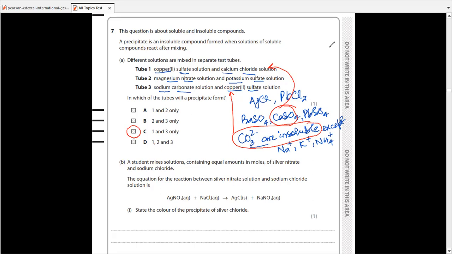Okay, part B. A student mixes solutions containing equal amounts of moles of silver nitrate and sodium chloride. The equation for the reaction between silver nitrate solution and sodium chloride solution is given. See the color of the precipitate of silver chloride.